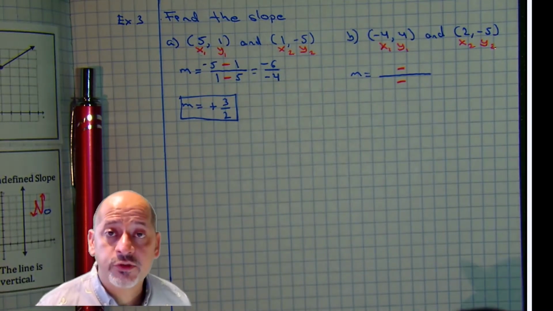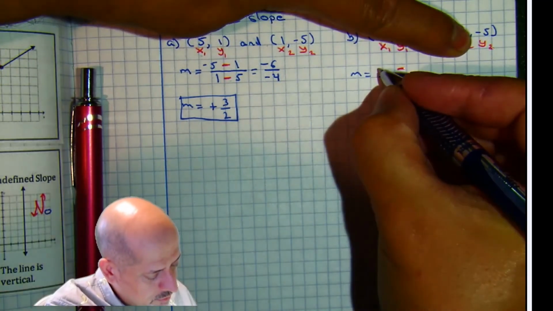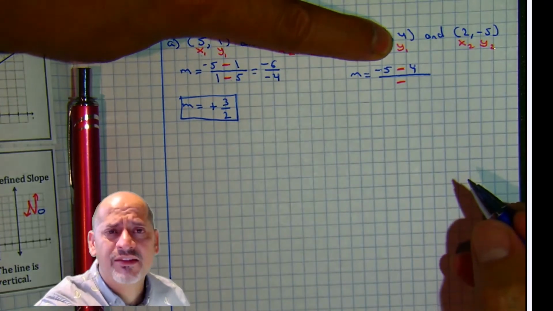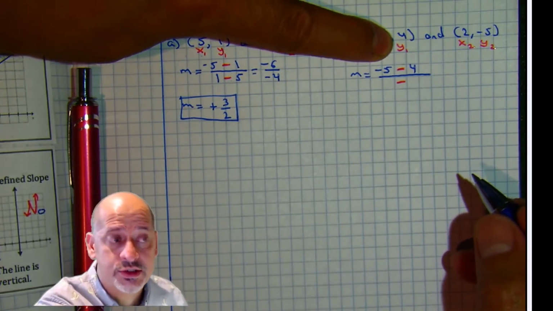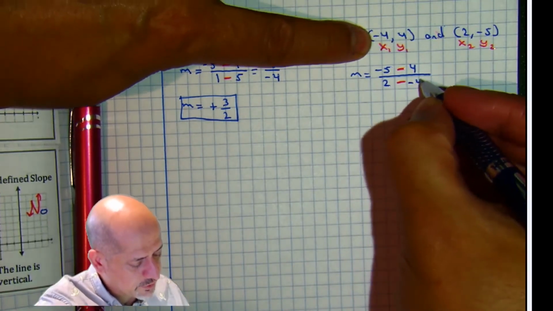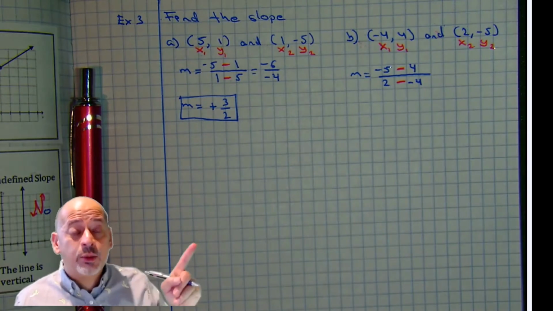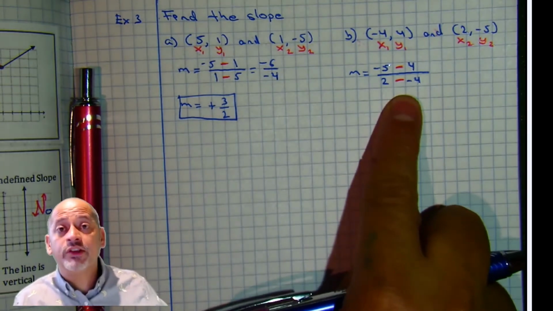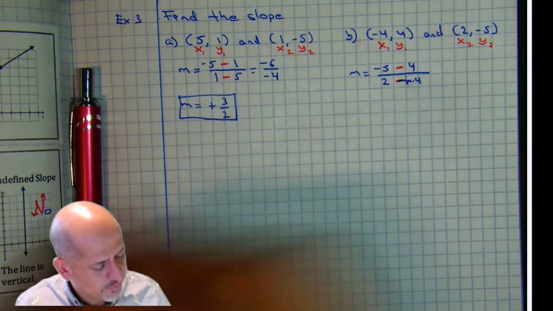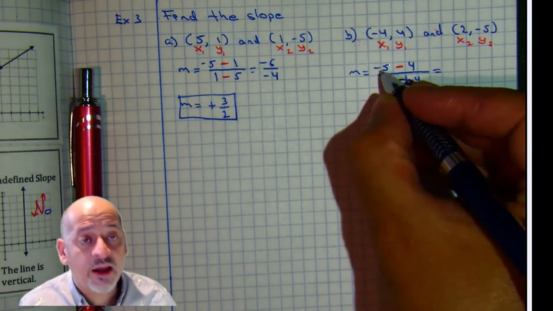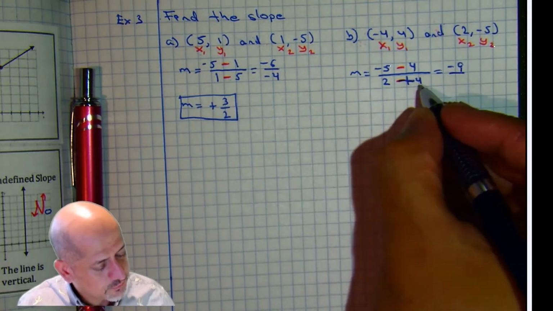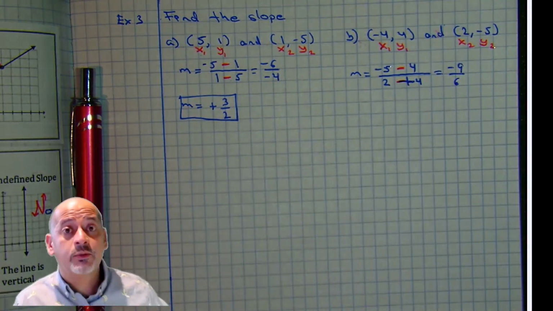My slope is the difference of the y's, and we do y2 minus y1, which is 4. So notice that just by having the minus in between in red makes it much, much easier. x2 is 2. x1 is negative 4. And notice that I see a double negative. Do you guys remember what to do when you have a double negative? Correct. Change to a positive. That becomes a positive. So therefore we have negative 5 minus 4 is negative 9 over 2 plus 4 is 6. And now I can reduce it.